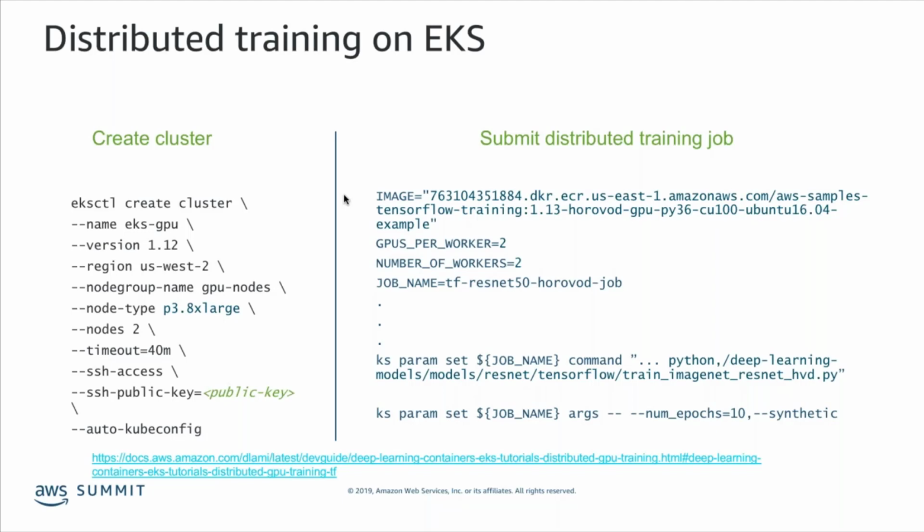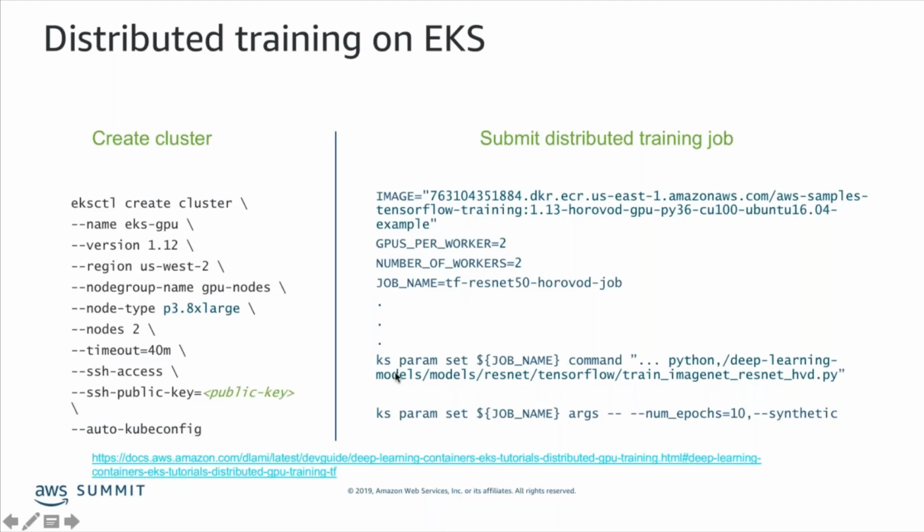So on the left side, you have the same eksctl create cluster command that we just used. And instead of specifying just one node, we now specify two nodes of a P3 8xlarge instance type. And the image we provide is the same one. It's TensorFlow training 1.13 with GPUs in Python 3.6. And we specify that we want the GPUs per worker to be 2, the number of workers to be 2, and we create a name for this job.